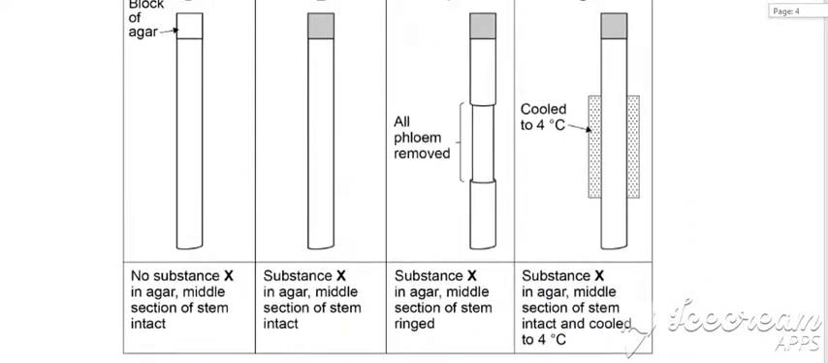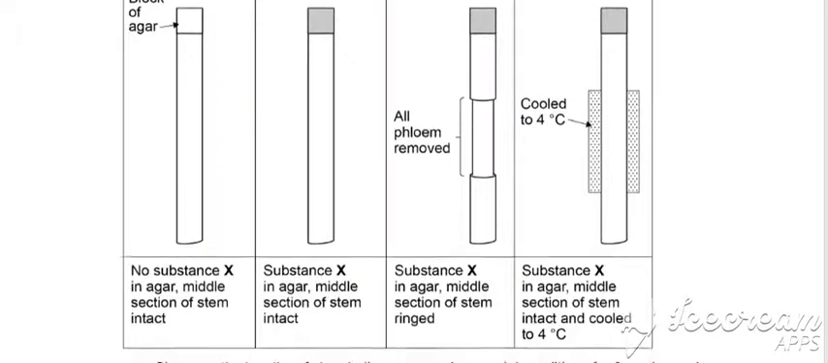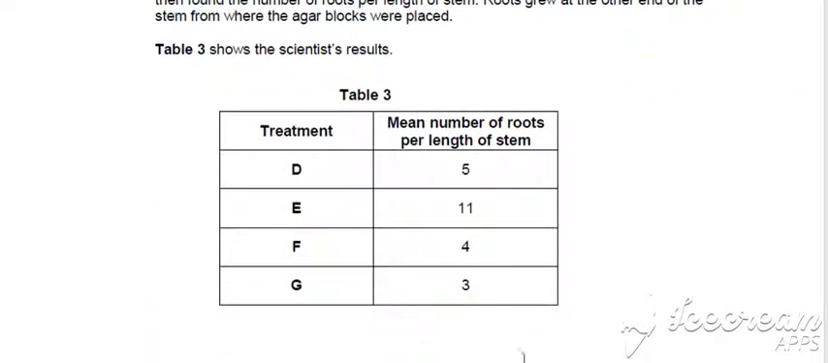With G, we can also see that G has been cooled down to 4 degrees. Now, because the sucrose is actively loaded from the source, which is usually the leaf, to then go into the phloem sieve tube, if it's cooled to 4 degrees, this is going to reduce that movement. It's going to slow that movement down, which means that the active transport is going to be slower. So if this was to support the mass flow hypothesis, we would expect G to have a lower amount of roots after the 6 weeks, and it does.